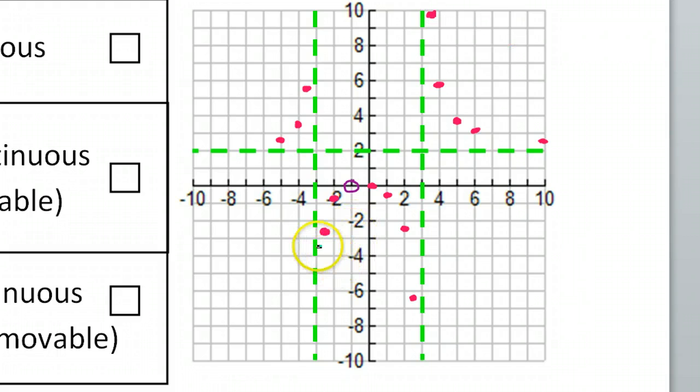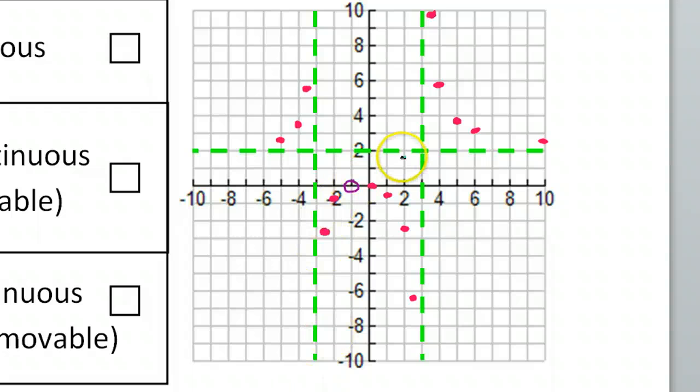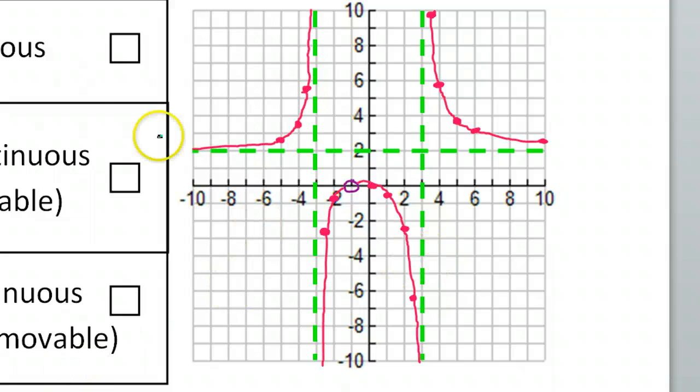Alright, the moral of the story is don't be stingy with your points. You've got a TI-30XS MultiView. You can get as many points as you want. And the more points you graph, the more accurate your graph is going to be. So don't hold back. Okay, now I'm just going to connect the dots and draw the graph. Alright, so your graph should look something like this.